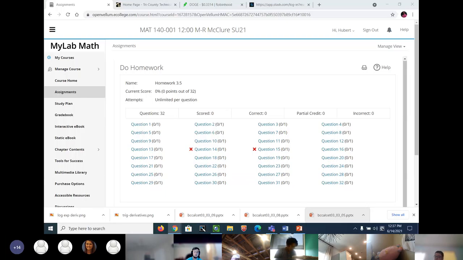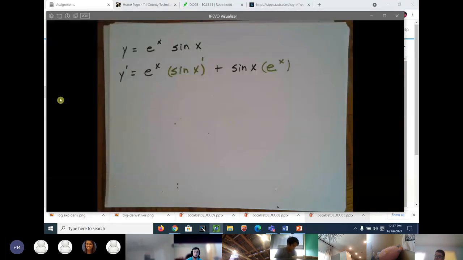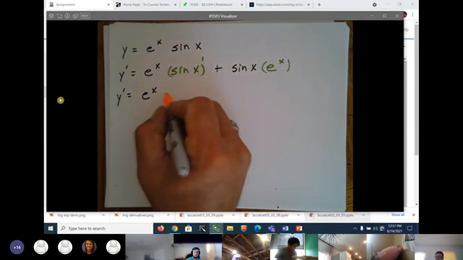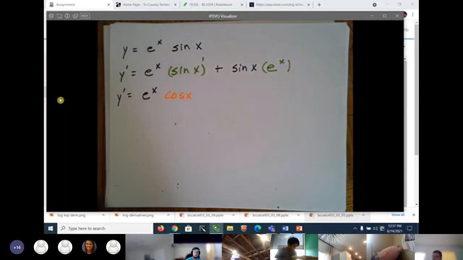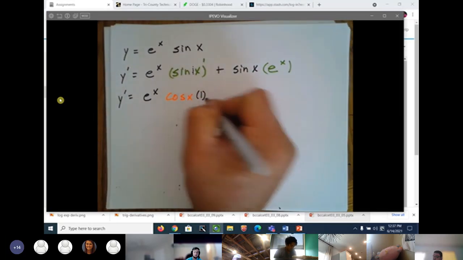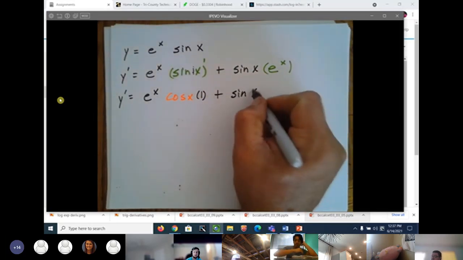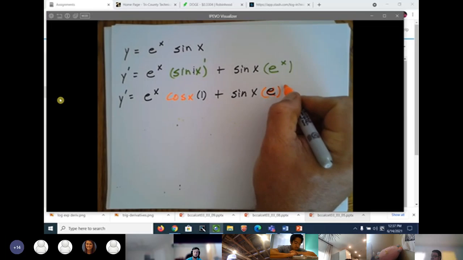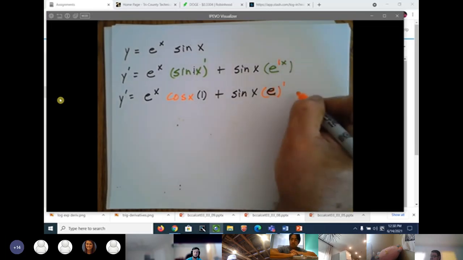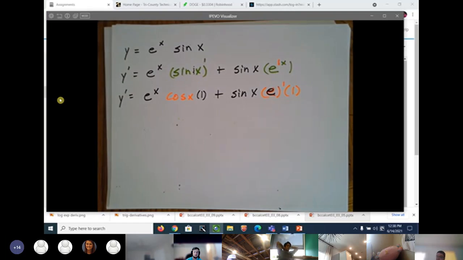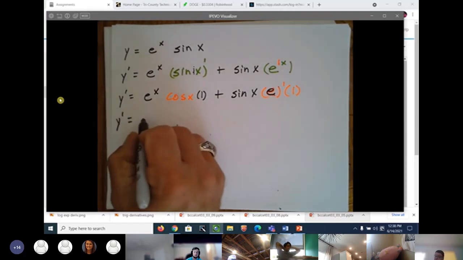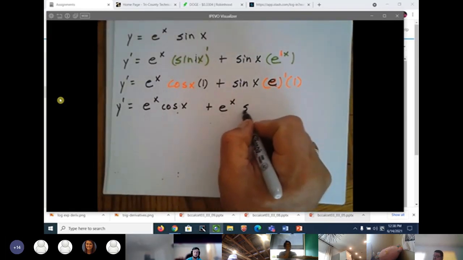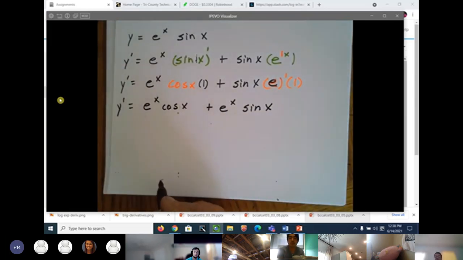So that's going to be y prime is equal to e to the x times the derivative of the sine, which is the cosine, plus 1, or times 1, because the derivative of 1x is 1. Plus sine of x times e to the x, the derivative of e to the x, and the derivative of that 1x is 1. So now we've got y prime is equal to e to the x cosine of x plus e to the x sine of x. Now we've got two product rules.